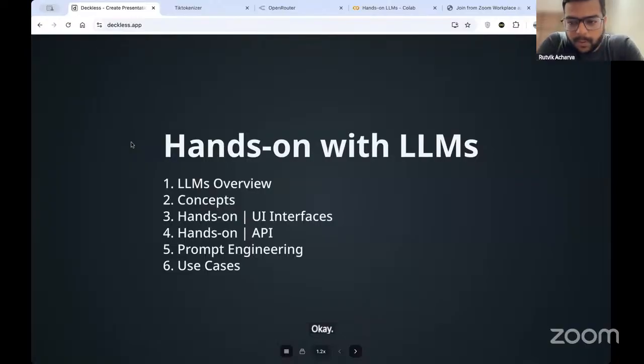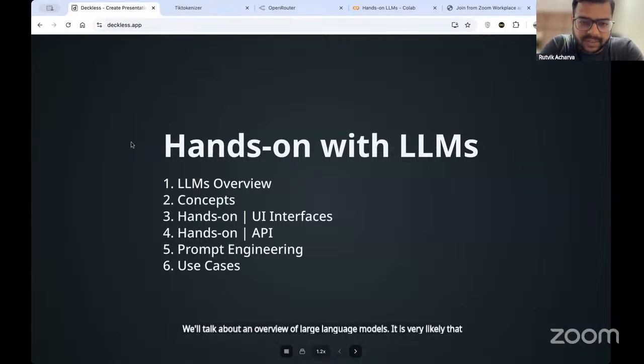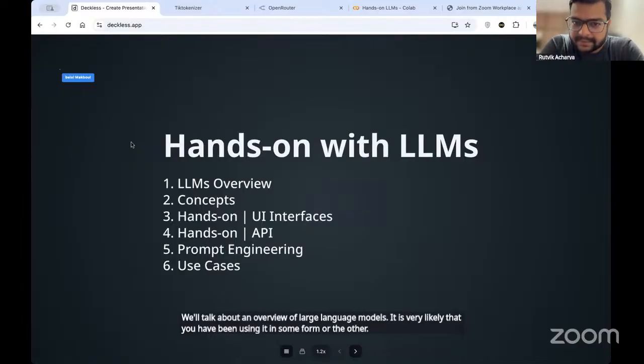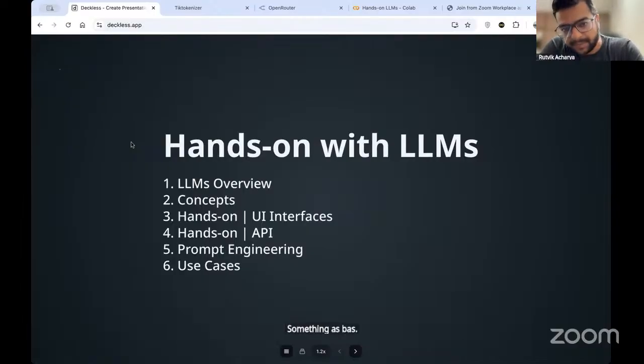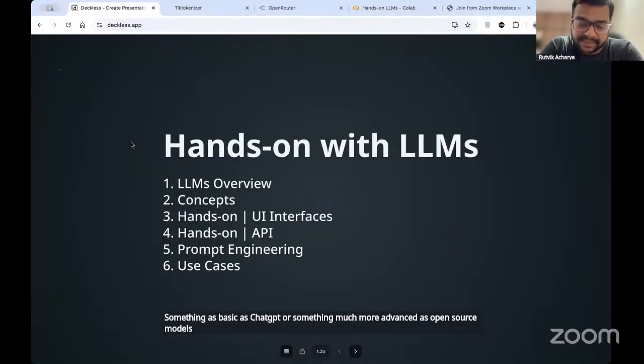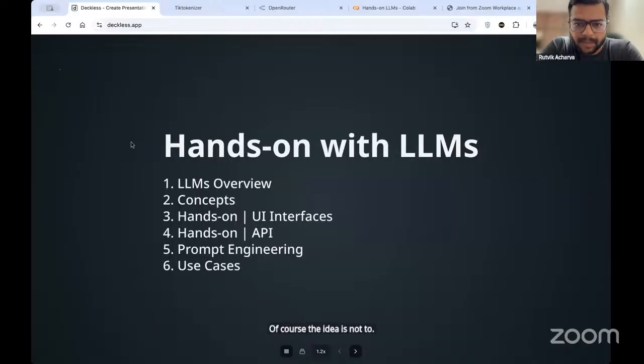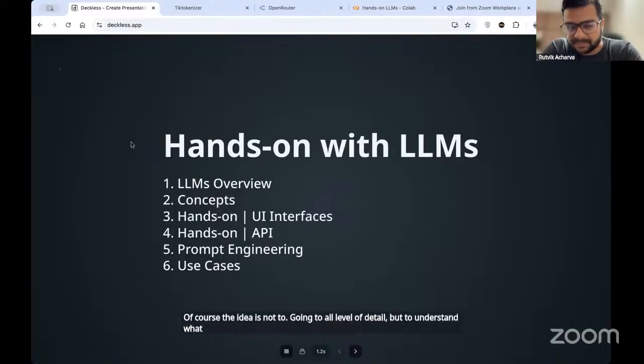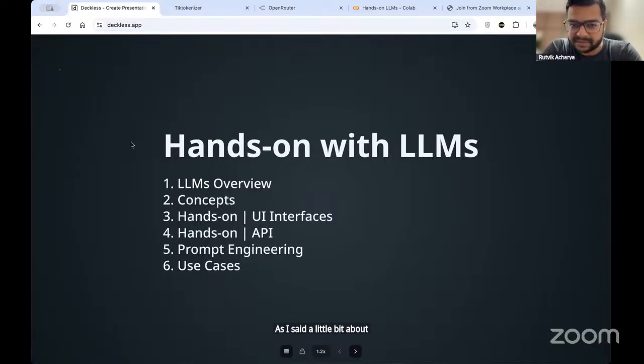So we'll be talking about a few things. We'll talk about an overview of large language models. It is very likely that you have been using it in some form or the other, something as basic as ChatGPT or something much more advanced as open source models and building your applications with it. Of course, the idea is not to go into all level of detail, but to understand what are the various aspects. As I said, a little bit about what are the architectures that power it.